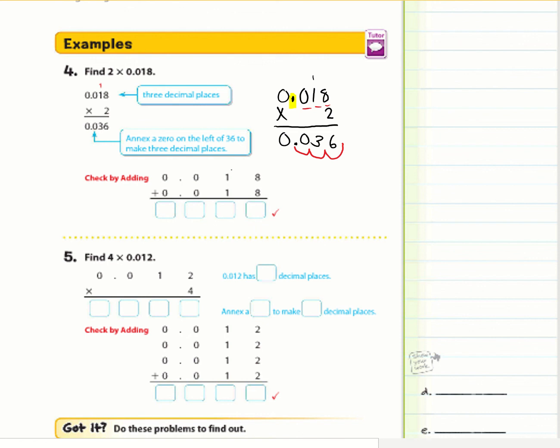We're going to double check our work by adding. 8 plus 8 equals 16. 1 plus 1 equals 3 plus 1. And then 0, 0, decimal.